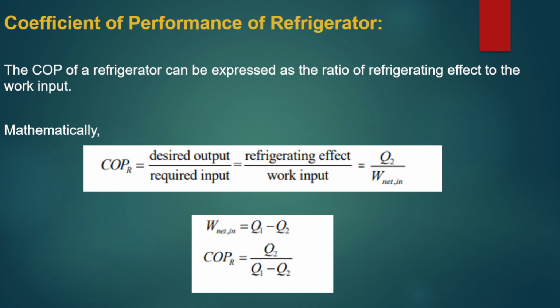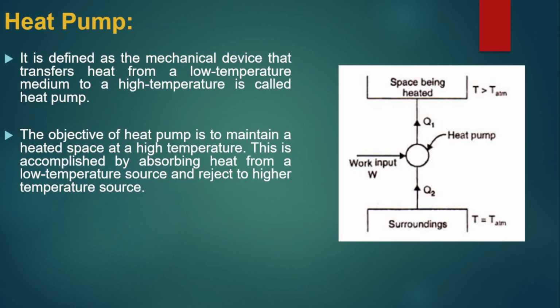In the previous case we focused on removing the heat from the sink. It means the lower temperature maintaining, Q2 divided by W net. W net is Q1 minus Q2, and now the COP is the desired effect Q2 divided by Q1 minus Q2. Now the heat pump.